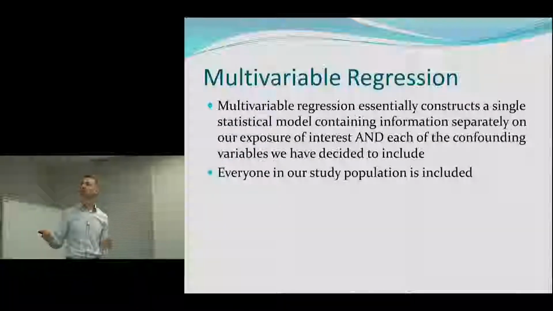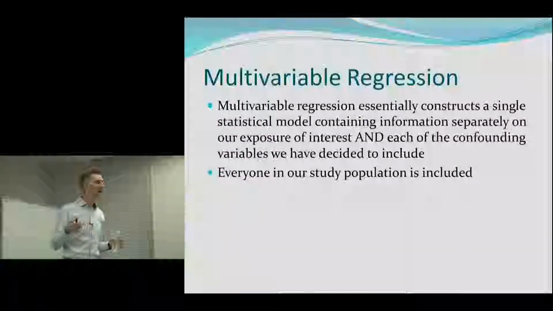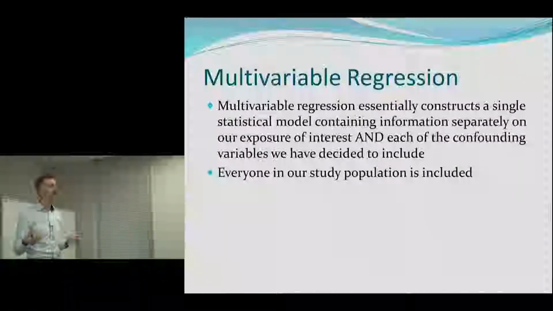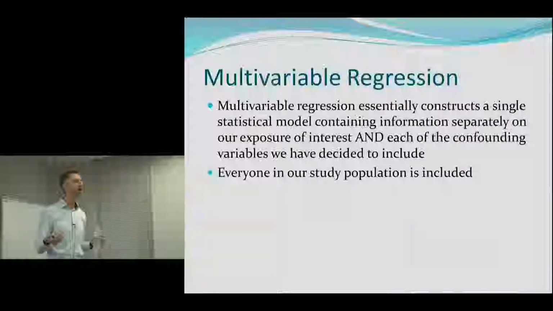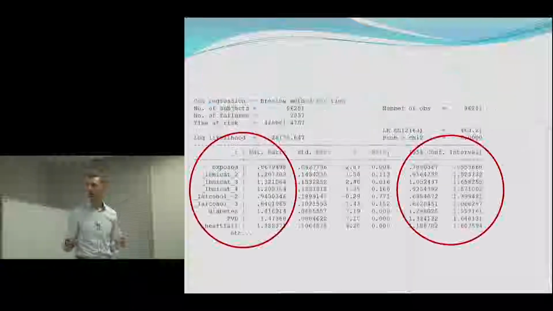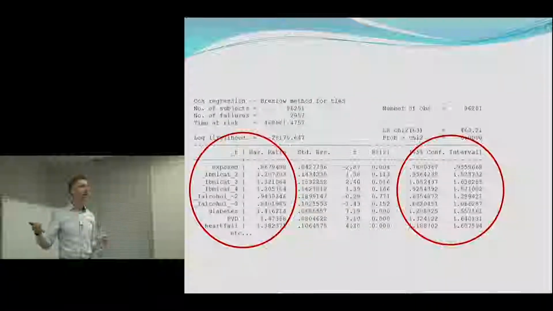So you know that in multivariable regression, we construct a single statistical model and we model the relationship between the exposure and the outcome independently of all of the other confounding variables. But they're all included in the model, and everybody in the study population gets included in the analysis. Okay? Sounds fairly straightforward. And you all know that the output that you may get would look something like this.